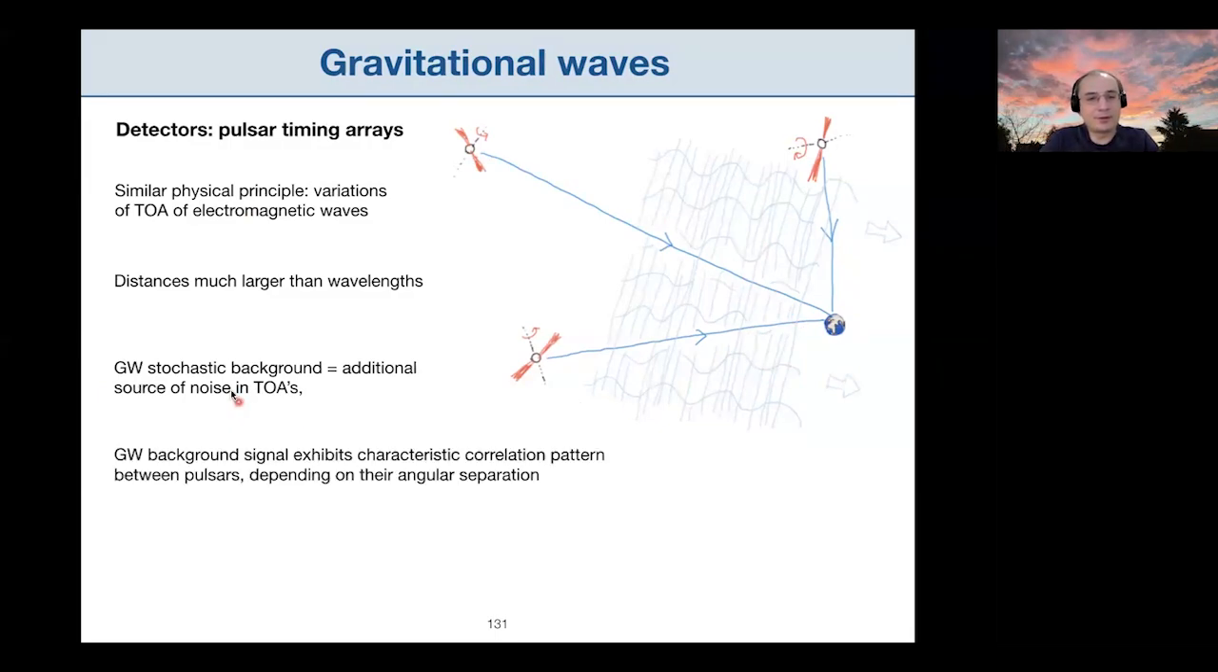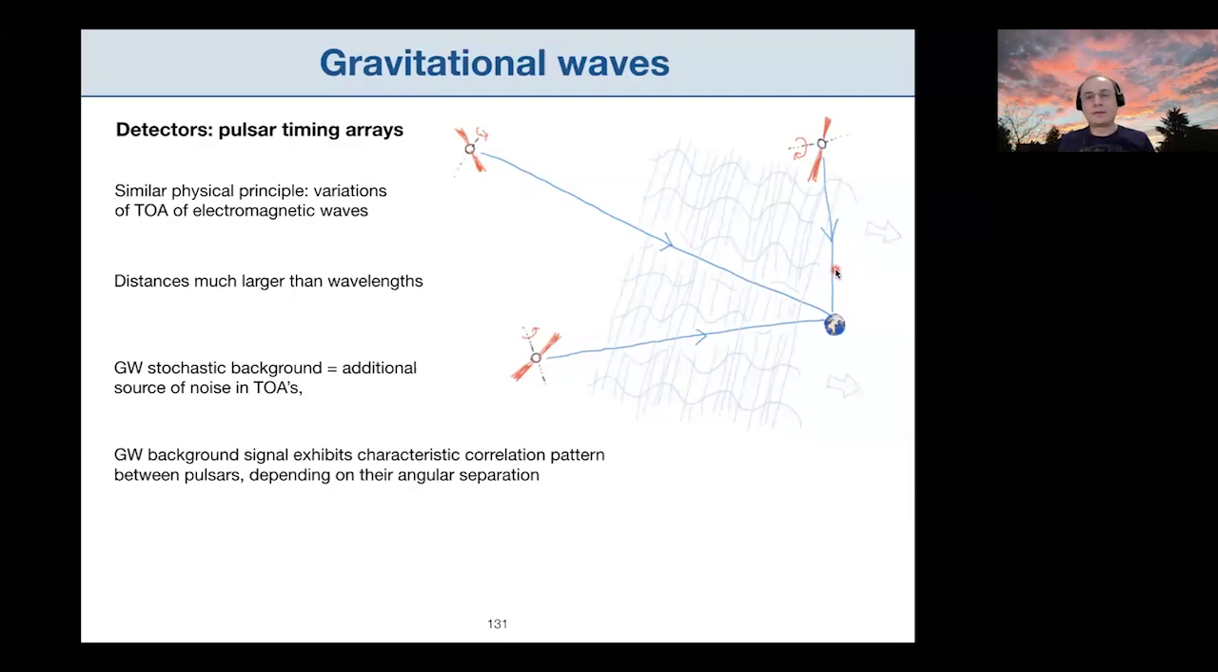There's many sources of this noise. There's the instrumental noise, there's the noise due to the passage in some kind of plasma in the solar system. There's also the effects of each individual pulsar. Pulsars are not perfectly regular sources, but more or less. However, there is a clever way to distinguish this type of noise from the noise due to gravitational waves. Namely, if we look at the correlation of the noise between two different sources at different points on the sky, the gravitational-wave-induced noise should exhibit a very characteristic correlation pattern depending on the angular separation of these two sources.